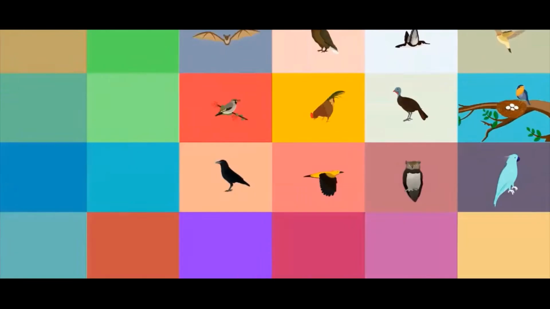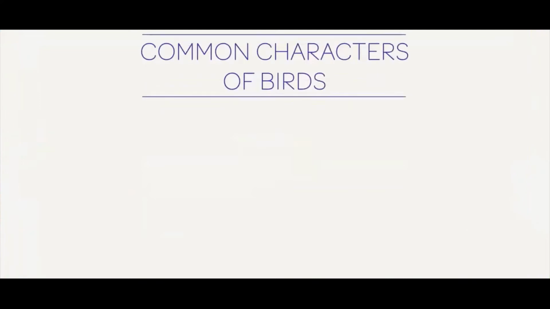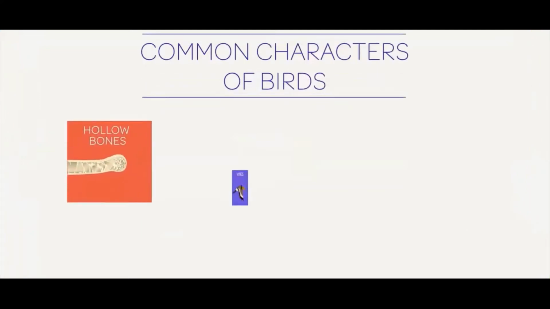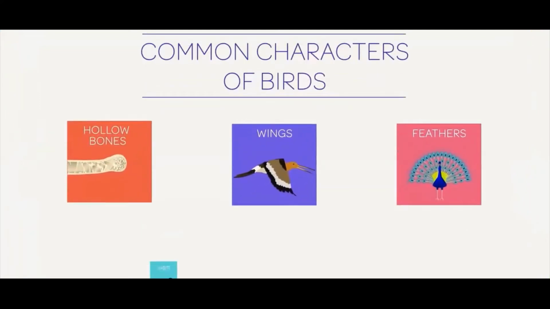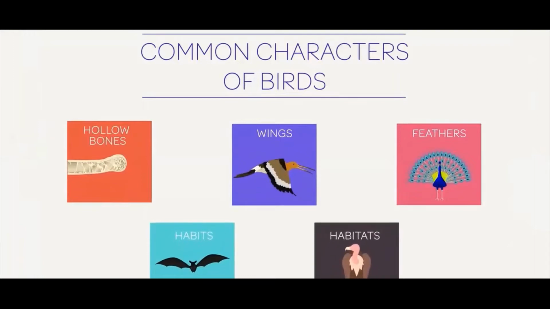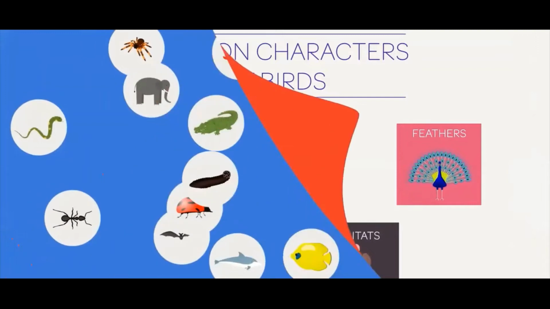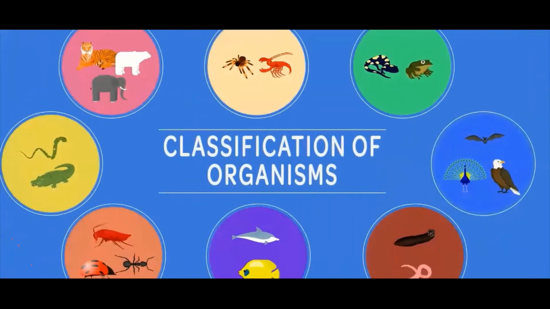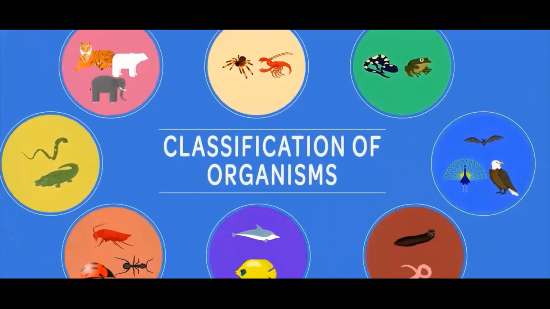Imagine studying more than 1,000 different birds. That would take so many years. But studying the common characters of birds, like hollow bones, presence of wings, feathers, habits, and habitats, would definitely simplify our learning. That's the reason why classifying organisms is extremely important for studying them.